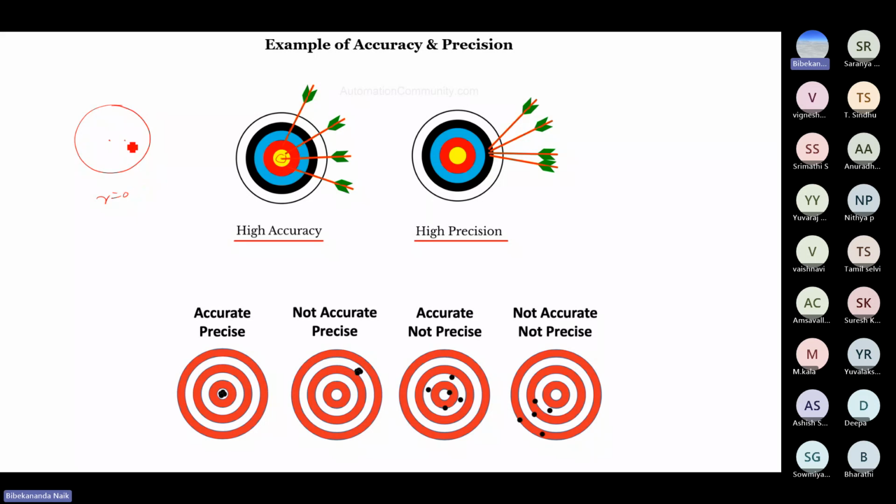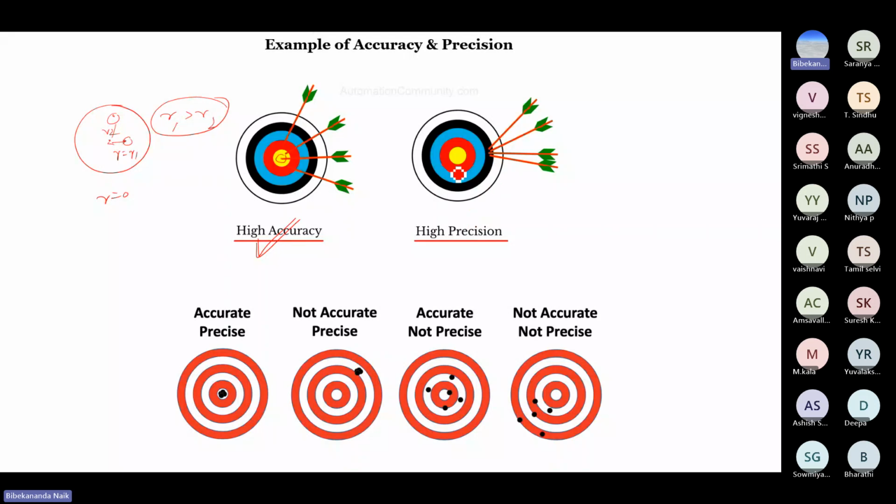If the arrow hits here, then the distance from the center is, suppose, r equal to r1. And suppose the arrow hits here, then it is r2. If you compare, r1 is more accurate than r2 when you talk about accuracy. Here, since 4 arrows are lying close to the central spot, it is more accurate. But it is also high precision.